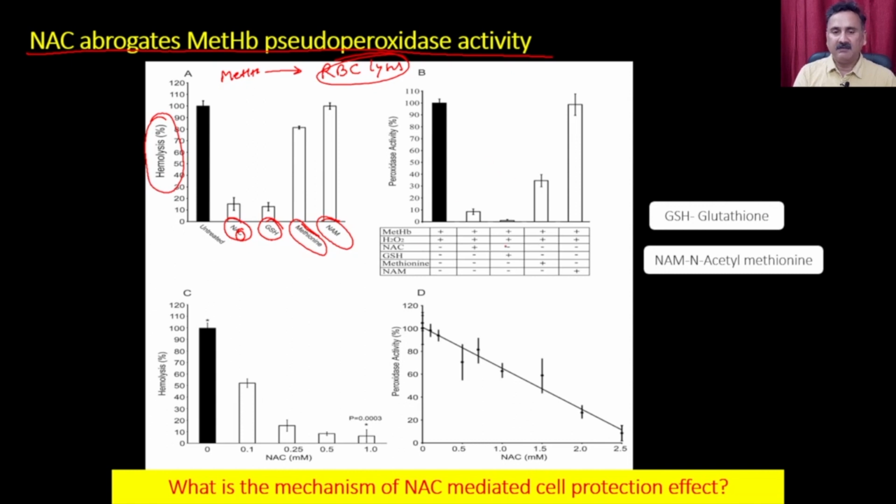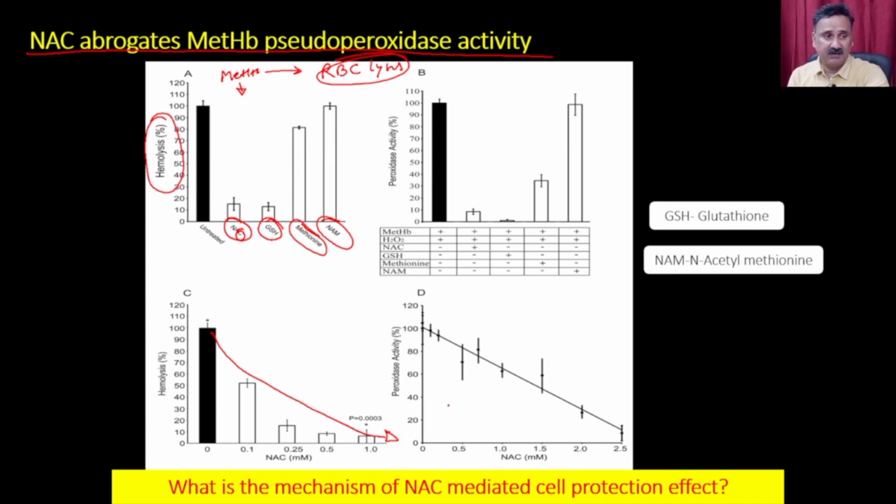And then we did the same thing for the peroxidase activity, because the methemoglobin has peroxidase activity, and it was blocked the same way. The hemolysis is also blocked dose dependently by the NAC. So as you increase the NAC concentration, the hemolysis is blocked. The same is true for the peroxidase activity. So NAC is protecting the cells from the hemolysis.